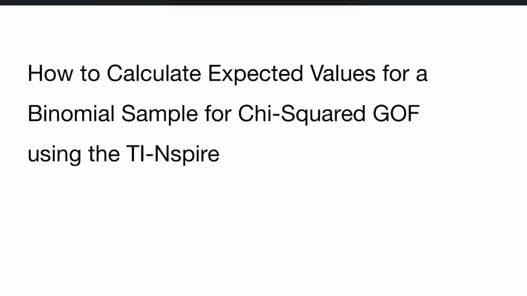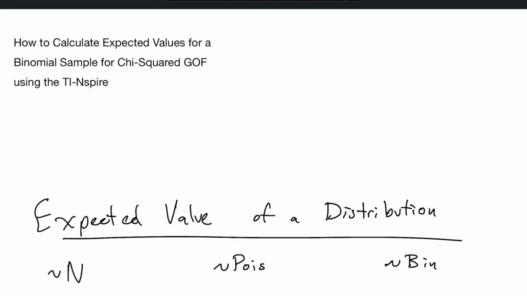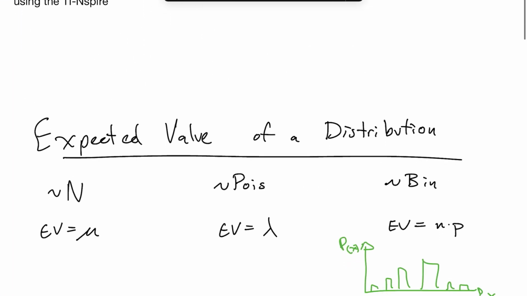In this video, we're going to see how to calculate expected values for a binomial sample using our TI-Nspire, and that's particularly useful for chi-squared goodness of fit tests, where you have to do a comparison between expected values and observed values.